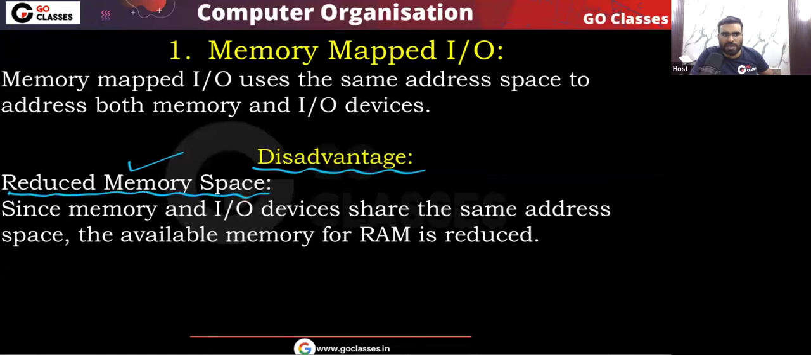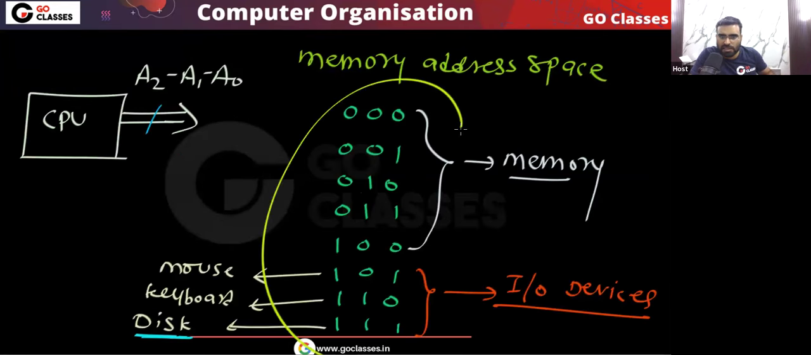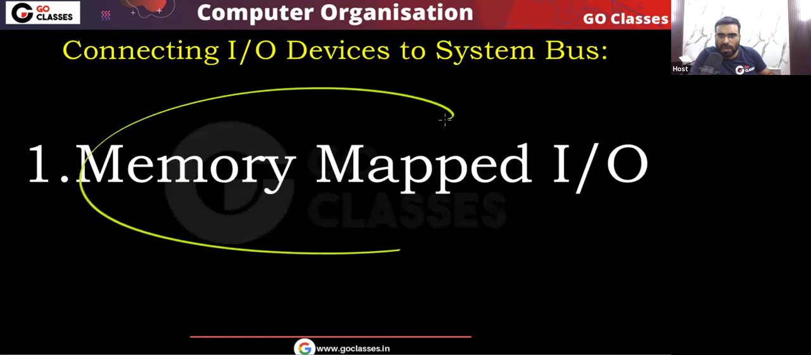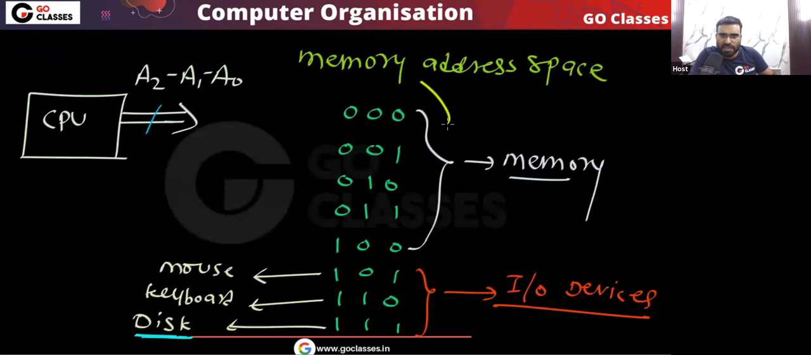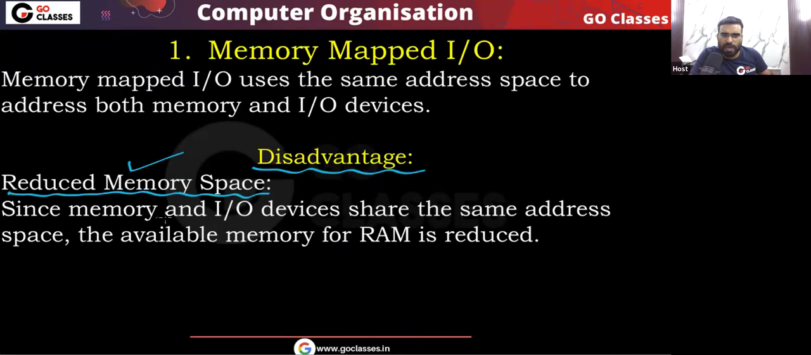Is this clear? Did you understand? You can easily see this is your main memory address space. There are 8 addresses. But in this memory mapped IO, what we are doing is that this same address space is shared by main memory and IO devices. So you can see that for the main memory, the address space is reduced. This is the disadvantage: reduced main memory address space.